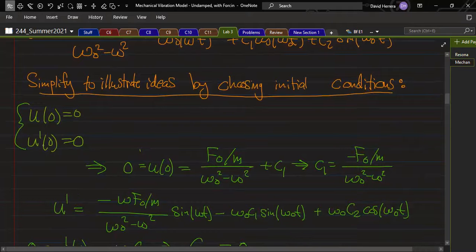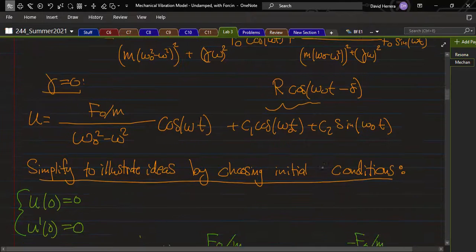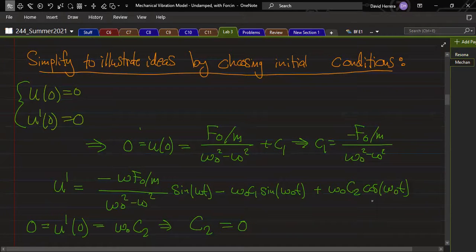For u prime of 0 equals 0, we have to calculate the derivative. So we do that by calculating the derivative of sine, which we get an omega coming out here. And then the derivative of this cosine up here, we get an omega naught here. And then the other term, we have cosine. Now when we plug in 0, these sine terms cancel out, and we just get omega naught C2 is equal to 0. And because omega naught is the frequency, it's non-zero. C2 is going to equal 0.